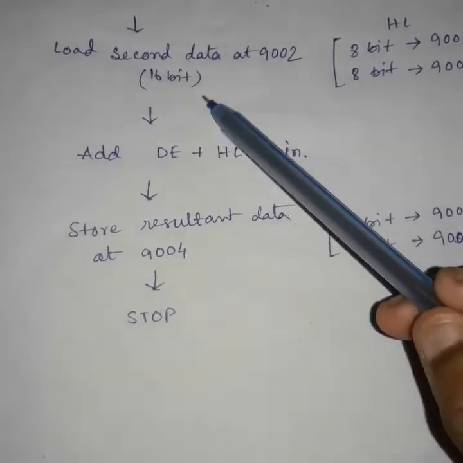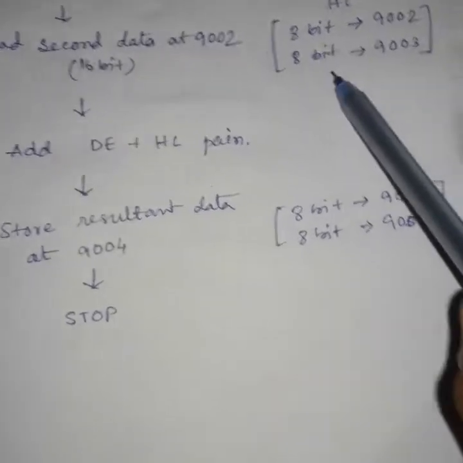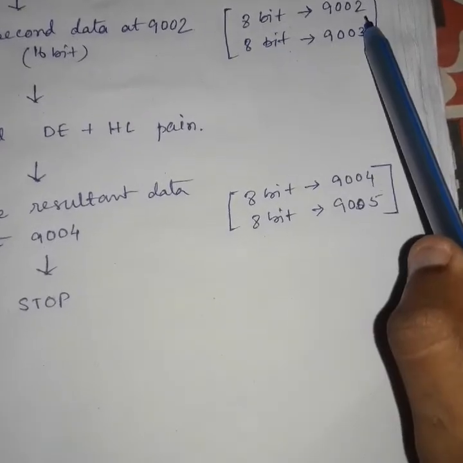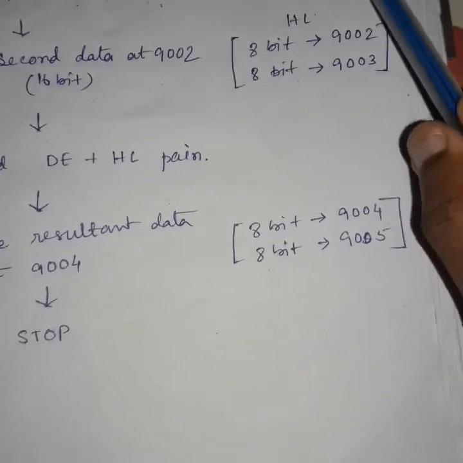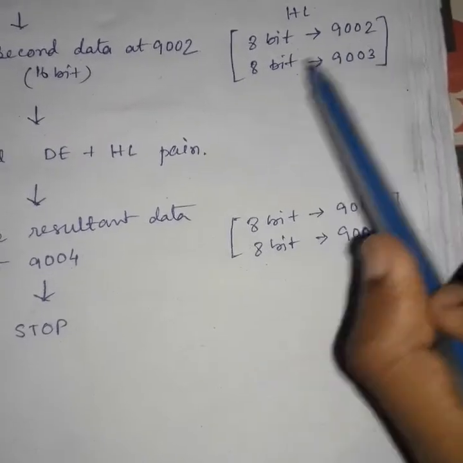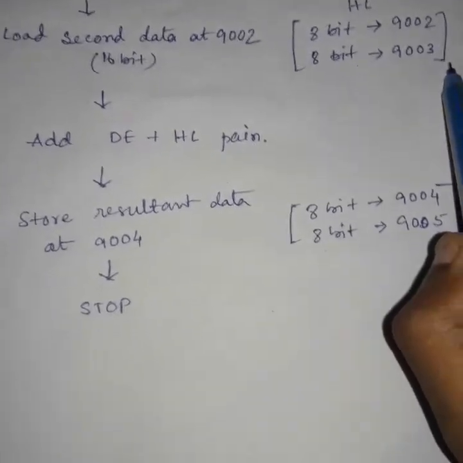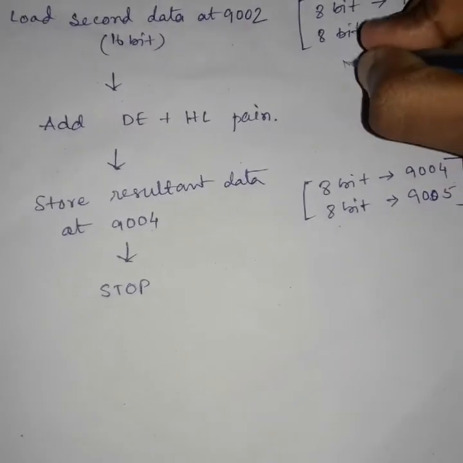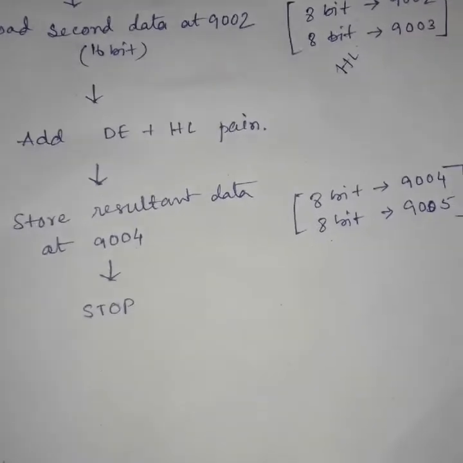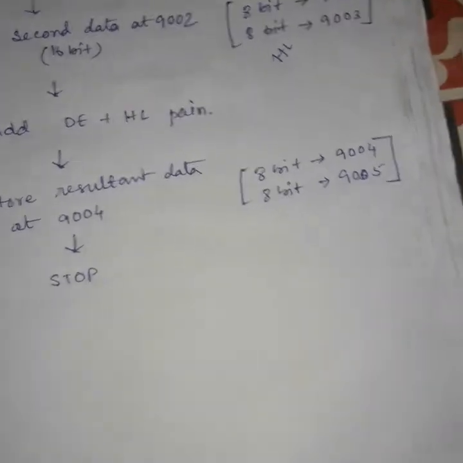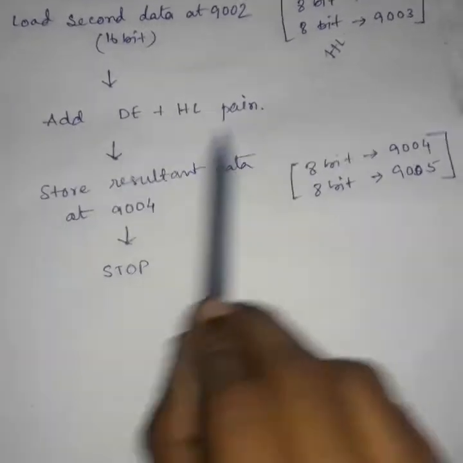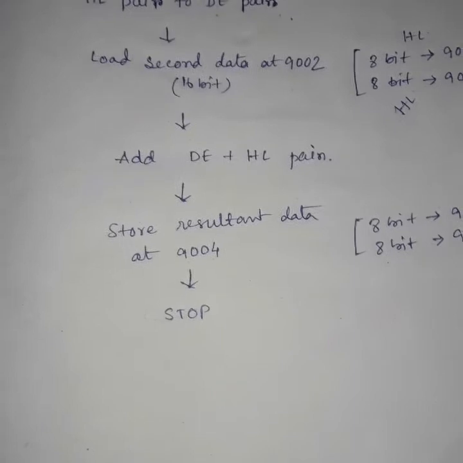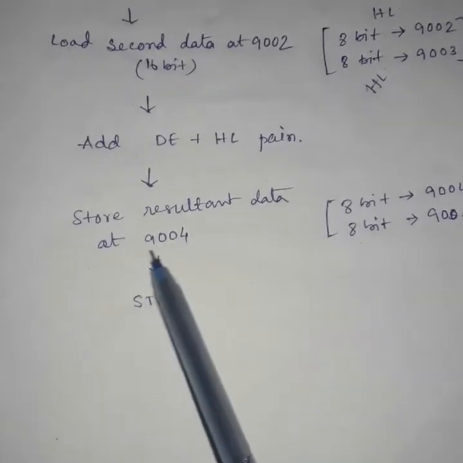Next, load the second data at 9002, which is again split into two divided portions, 9002 and 9003. Then we are going to add these two. One is in the HL pair and this is in the DE pair. So we are going to add the HL and DE pair, and now the resultant is stored in the HL pair.